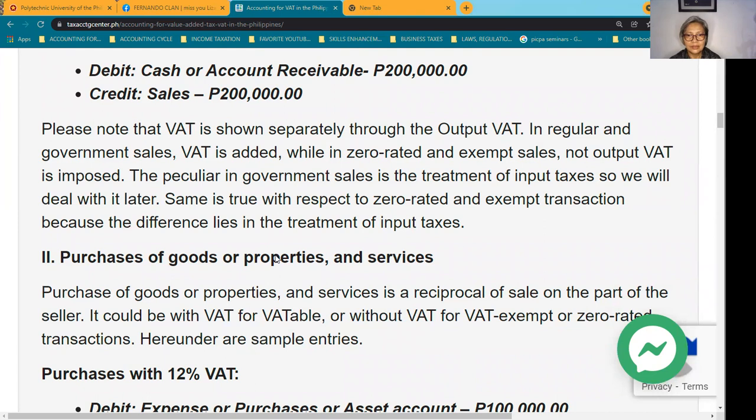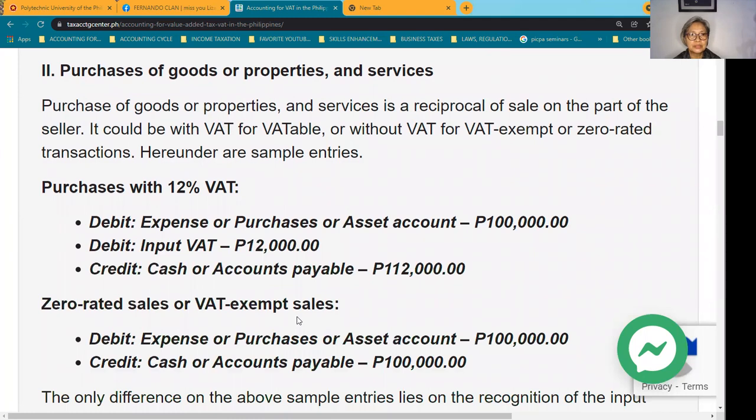So, itong zero-rated transactions, hindi sila subject sa VAT. Yung sales nila hindi subject sa VAT. Pero yung purchases nila, kung hindi naman zero-rated yung katransact nila, that will be subjected to VAT, and you call that input taxes, which can be credited or refunded. Okay?